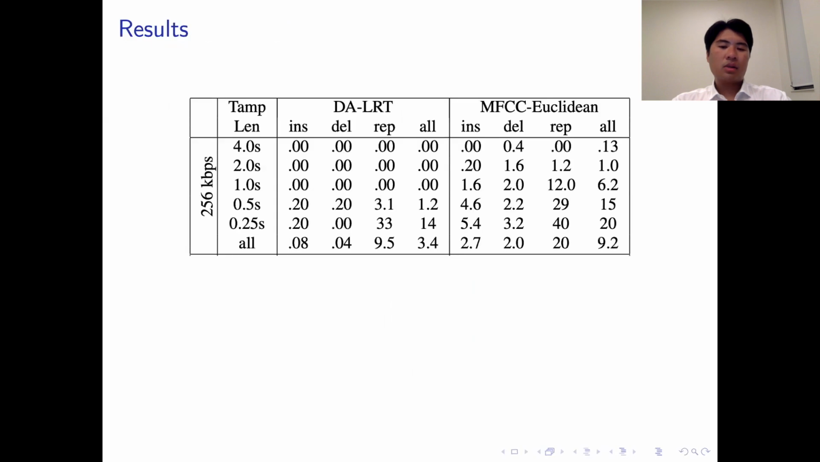Next are our results. The table below compares the performance of our dual alignment likelihood ratio test approach against an MFCC Euclidean distance baseline. Numbers in the table indicate equal error rate in percentages. So 1.0 corresponds to 1% error. Each row of the table corresponds to a different tampering length. We only show results with a compression bitrate of 256 kilobits per second, since similar trends were seen for other bit rates. There are a few things to notice about these results.